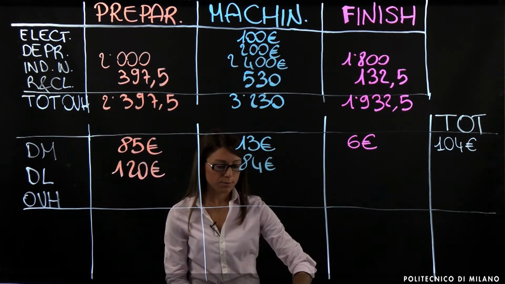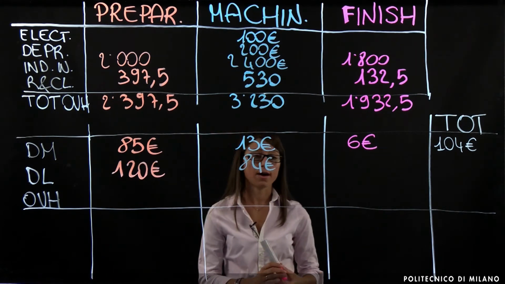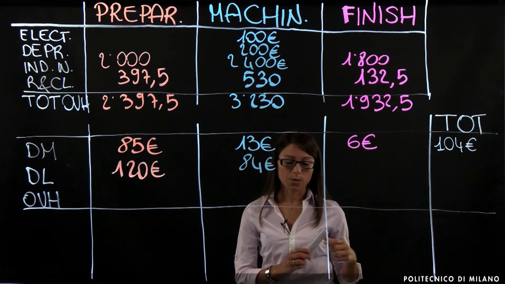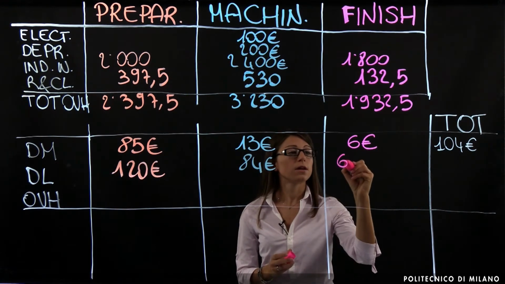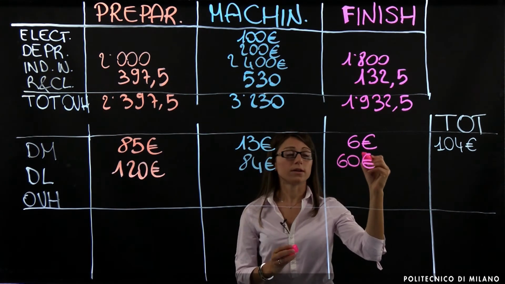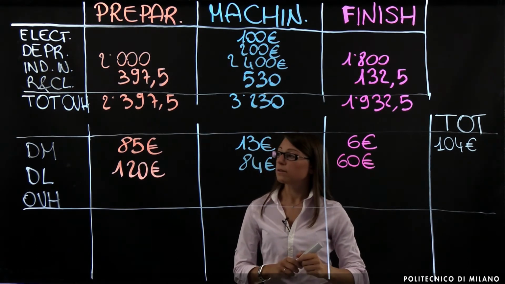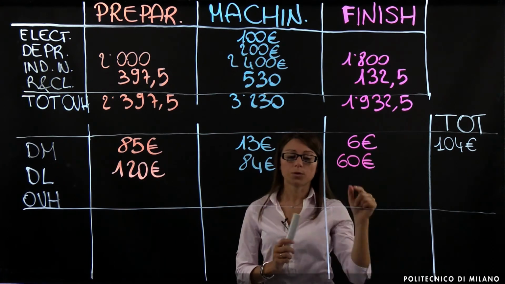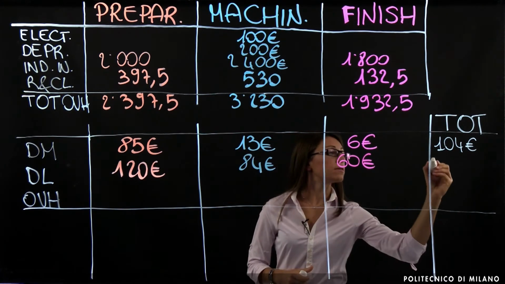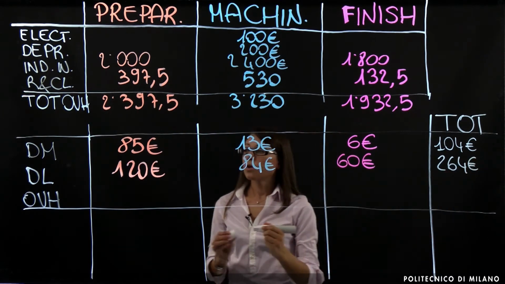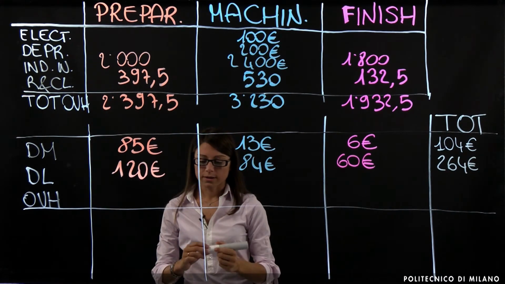Finally, if we do the same for the finishing department, we have 5 direct labor hours multiplied by 12 euros per hour, so that we have 60 euros, which is the direct labor traced to the finishing department. If we sum these, we identify that the total cost of the direct labor absorbed by our job is 264 euros. So we have traced direct material and direct labor.